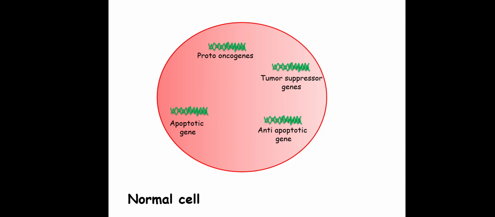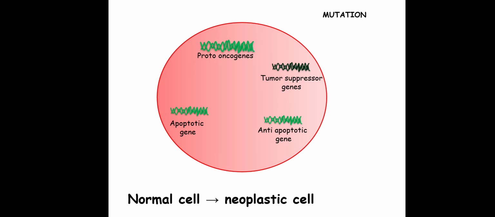Now, if we want to convert a normal cell into a neoplastic cell, then what should happen? For conversion of a normal healthy cell into a neoplastic cell, first of all, the proto-oncogene should be overexpressed, and the tumor suppressor gene should be understimulated. Proto-oncogene should be overstimulated and tumor suppressor gene should be understimulated. Such abnormality in a gene is called mutation.